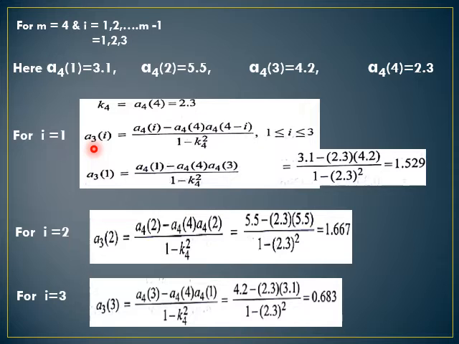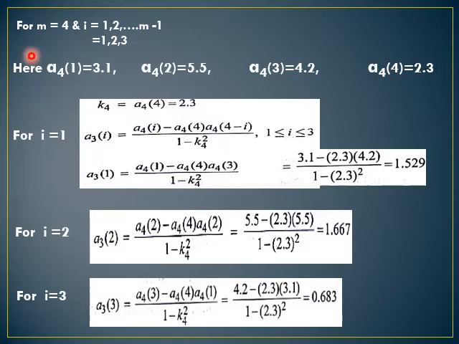Now substitute the value of M over here, keep I as it is. Again, you can substitute the I value later also, that is not an issue. So A4 of 1 minus A4 of 4, A4 of 3, and again in this expression, substitute the value of A4 of 1, which is 3.1, A4 of 4 as 2.3, A4 of 3 as 4.2, and A4 of 4 as 2.3 square, which is nothing but your K4. We get 1.529.